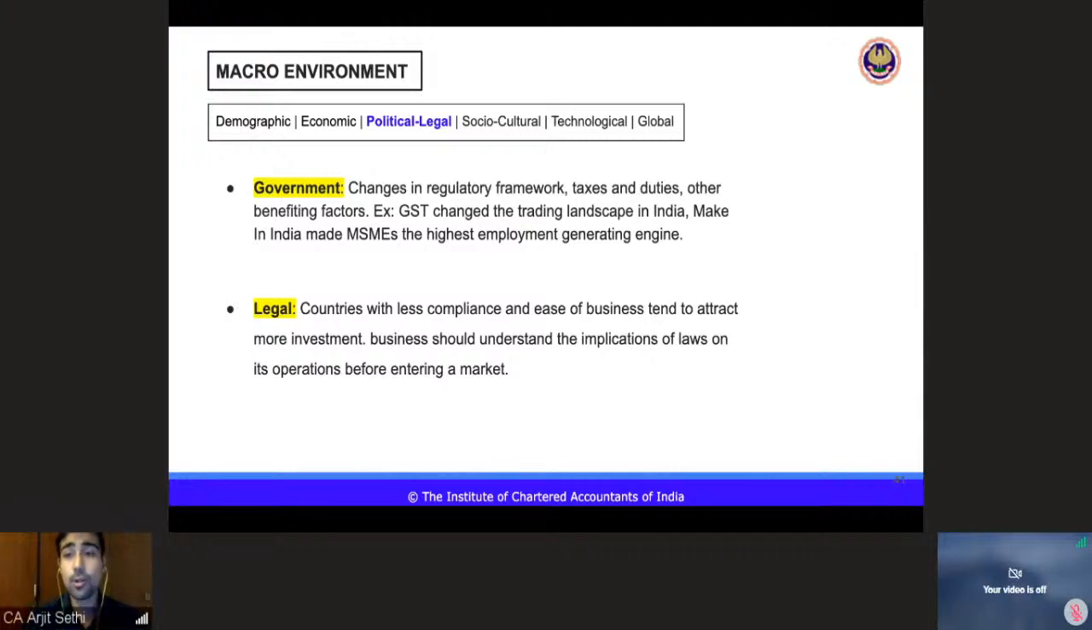So if an organization, individual, or any group of individuals wants to do business in Russia, they have to be very clear on the government front. They have to be very clear on the political, legal component of the macro environment: what is the government there like? What is the legal system? It is said to be corrupt, right? So we have to analyze that.